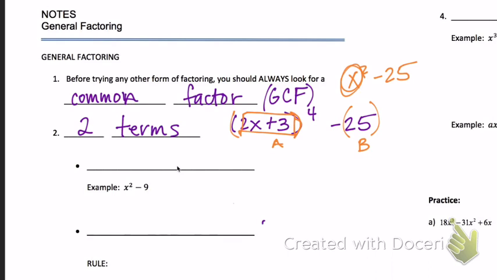If you only have 1 sign and there's a minus in the middle, odds are it's probably going to be a difference of squares problem. So difference of squares is the first one. When you have x squared minus 9, you write that as x minus 3, x plus 3, or x plus 3, x minus 3.